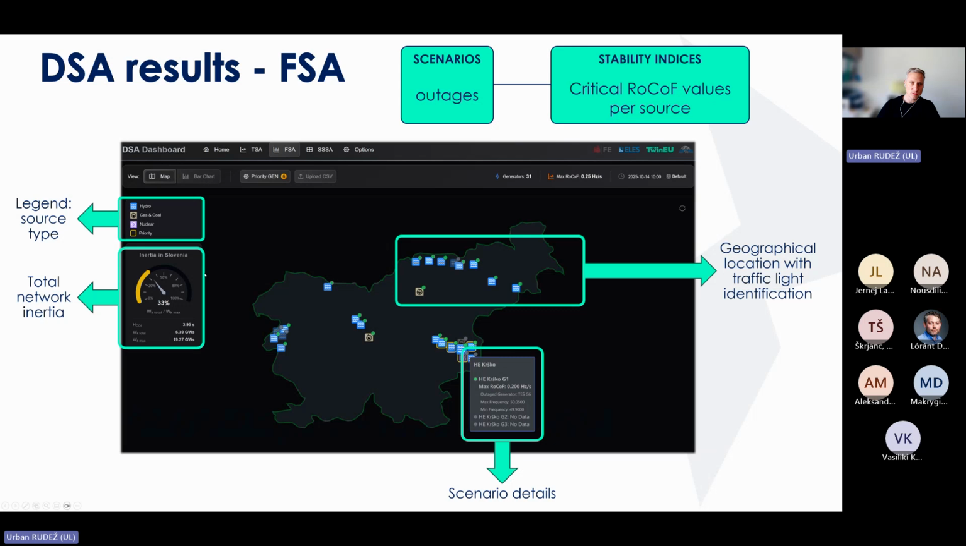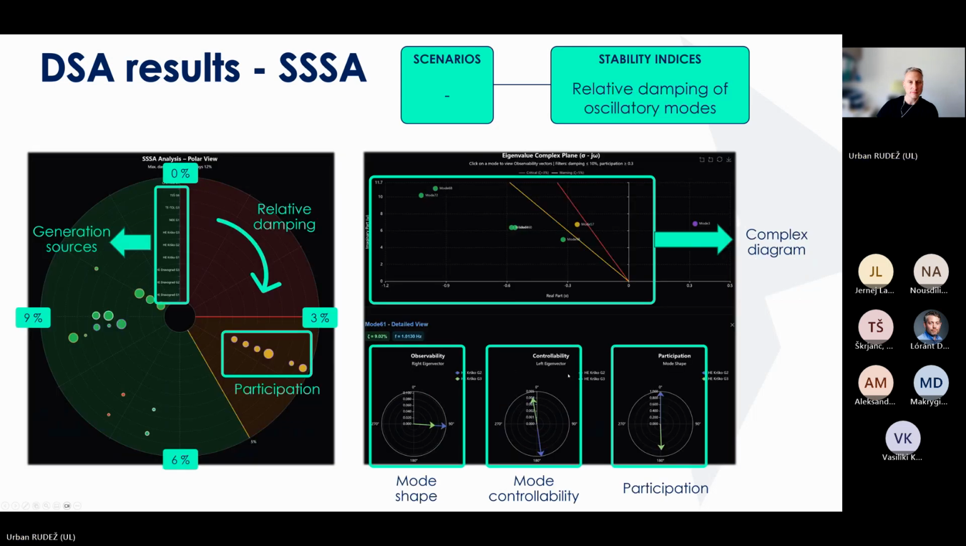So this is why on the left-hand side, we're plotting the current inertia value of the Slovenian power system. And we're also plotting the location of individual machines on the map. And you can see here we have some kind of a traffic light identification where we can see whether the ROCOF value is critical or not for individual machine. And if you click on individual power plants, basically you see the details about the scenario in which those ROCOF values actually took place.